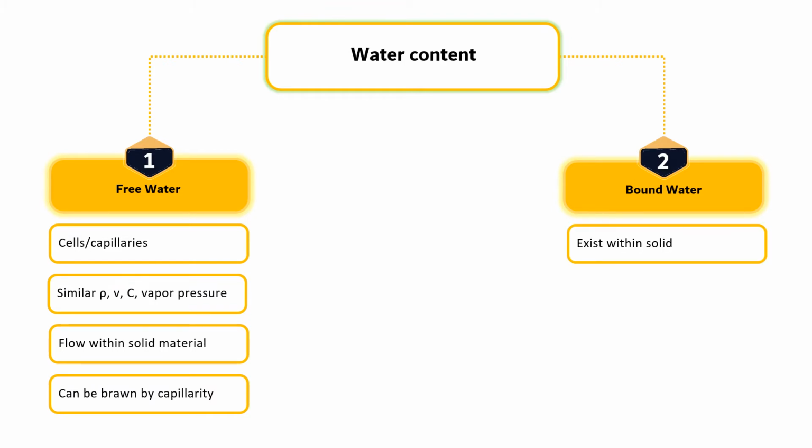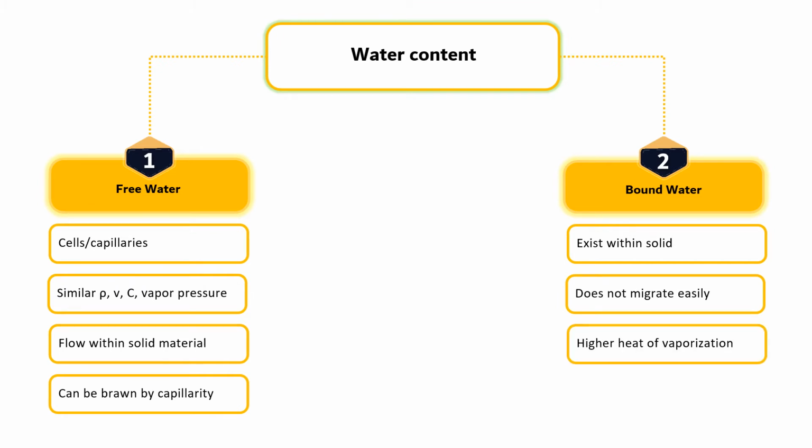Bound water may exist within the solid in amounts exceeding free water, but its properties are different. It does not migrate easily and it has a higher heat of vaporization. Bound water has a lower vapor pressure than free water, which is different for biological materials.